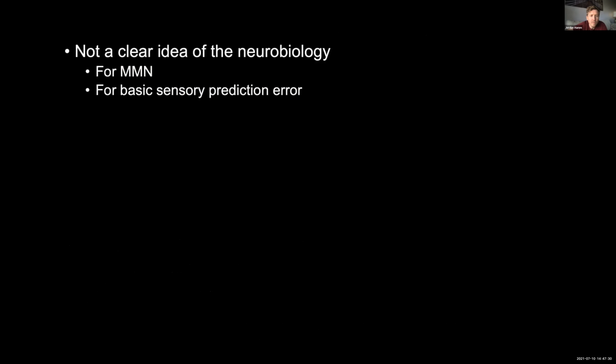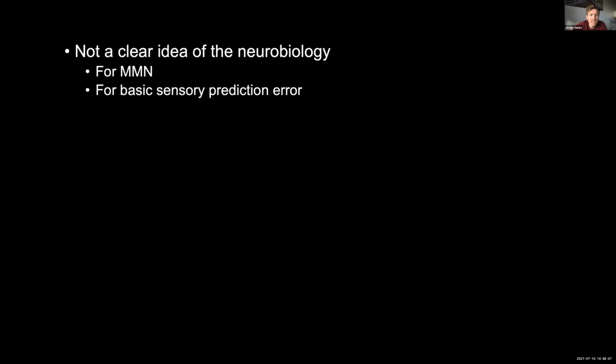So unfortunately, although mismatch negativity by definition is a scalp measurement with EEG, there's not a clear idea of the essential neurobiology of mismatch negativity in a healthy individual, as well as exactly why it's aberrant in individuals with disease. And there's also just not necessarily a clear idea of the basic neurobiology of sensory prediction error, or the neural or the psychological basis of mismatch negativity.